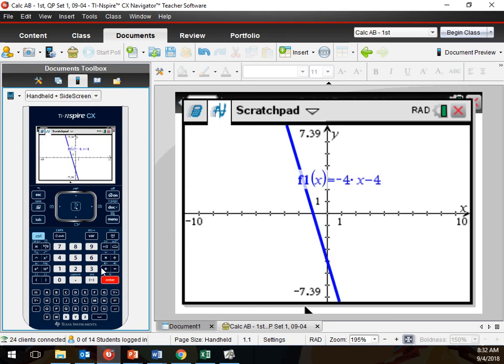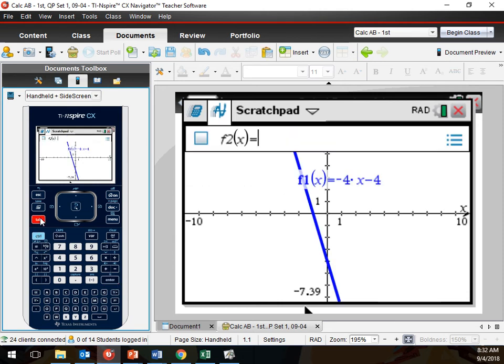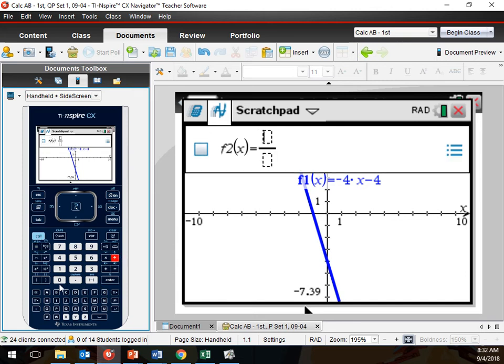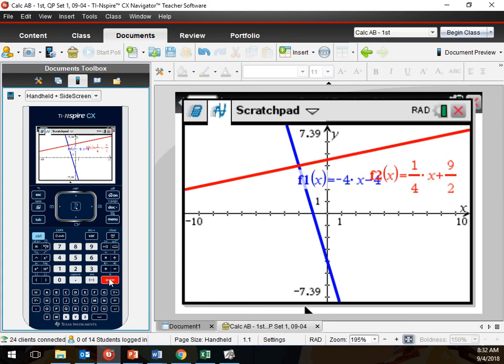Okay. There's that one. And now let's do it again. So hit tab. So my next one is going to be 1/4 x plus 9/2. There you go. So these two lines are going to be perpendicular to each other at that point, which was (-2, 4).